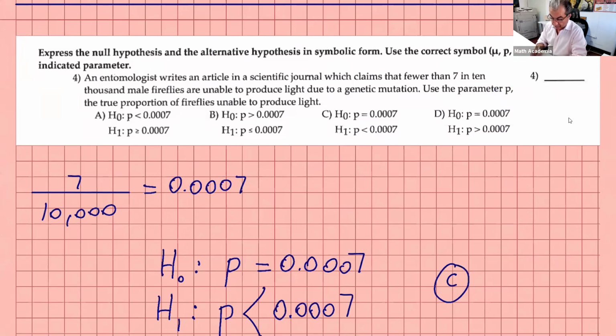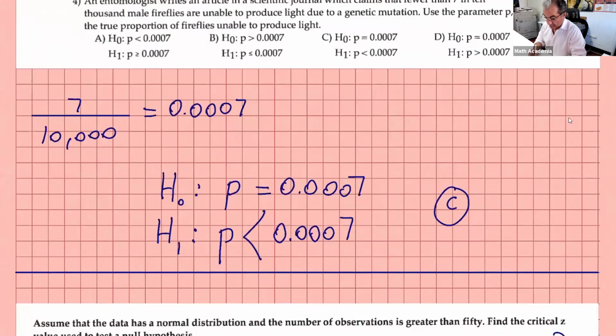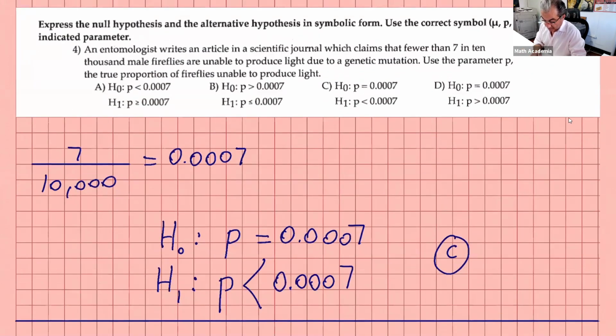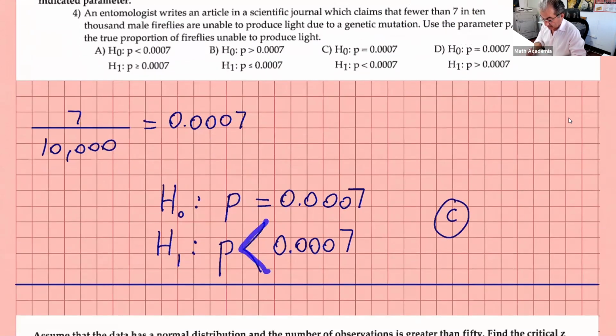First of all, 7 over 1000 is 0.007. So the claim says the proportion is fewer than, that's another way of saying less than 0.007. This doesn't have an equal sign, so we know it's H1. So H0 right away says P equals 0.007. One more time, when you look at H0, you have to see the equal sign. So C is the answer in this case.